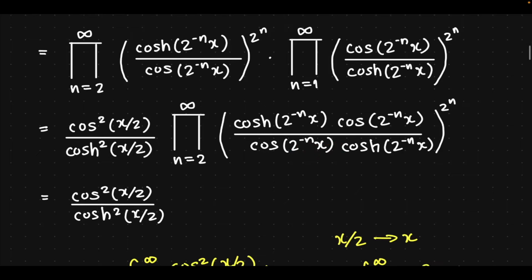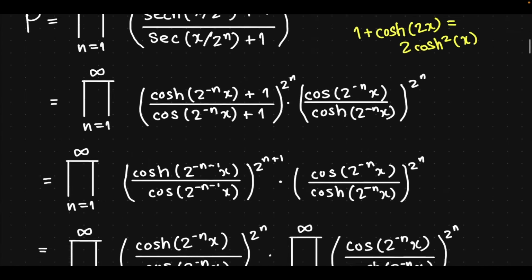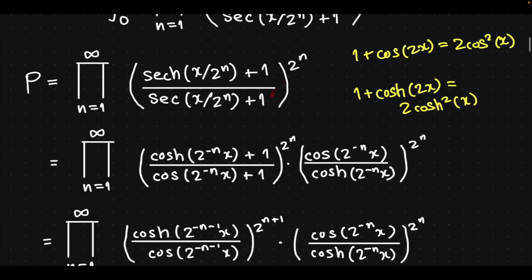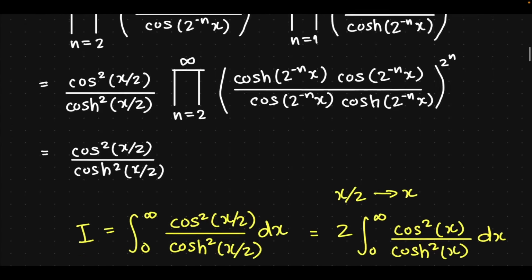So the entire thing just collapses because this telescopes in a way to give us cosine squared of x by 2 divided by cosh squared of x by 2. And that's it. That's P. That's this scary looking product. It's done. We solved it. But that's just half the problem.